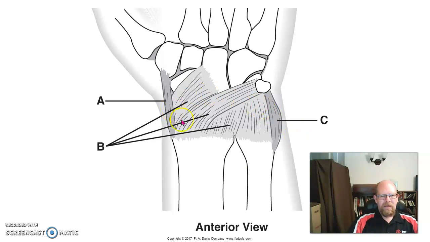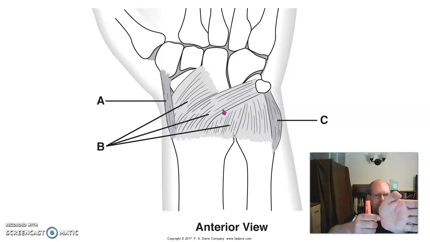Okay, because these ligaments are on the anterior surface, they are going to limit wrist extension. So if you come into flexion, these are going to shorten. Whereas if you go into wrist extension, you can feel a little bit of that right through here, especially if you have the elbow straight. If you bend the elbow, I don't feel it quite as much.